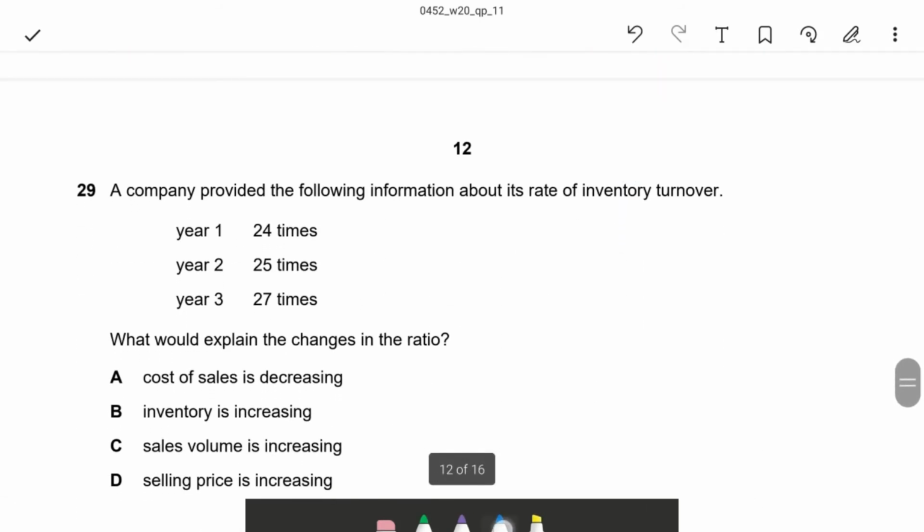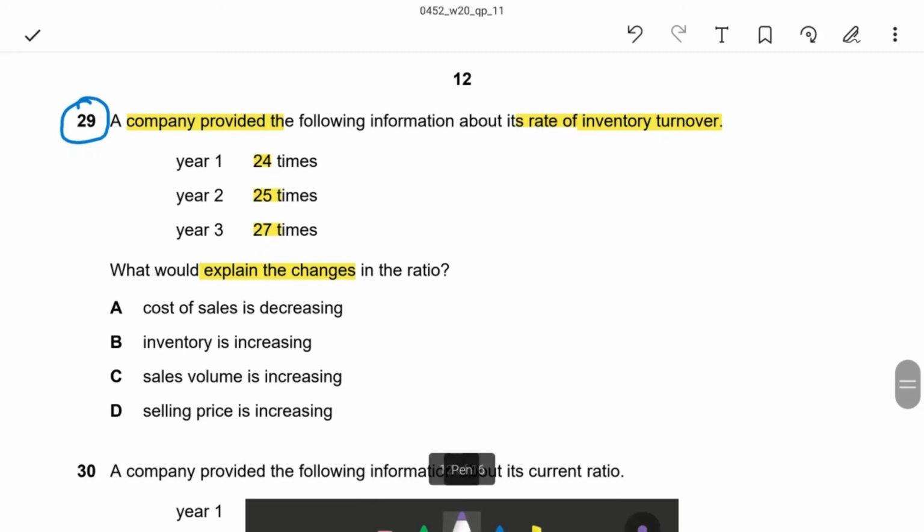Question number 29. A company provided the following information about its rate of inventory turnover: 24 times, 25 times, 27. Inventory turnover in times means how many times inventory is replaced in the business. What would explain these changes? Cost of sales decreasing? No, when inventory is replaced, cost of sales will increase. Inventory is increasing? No.